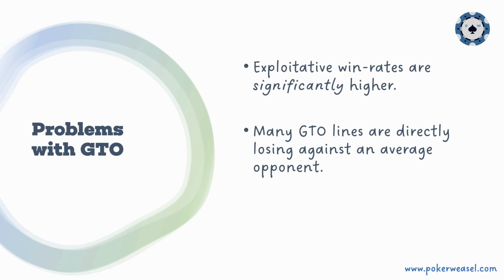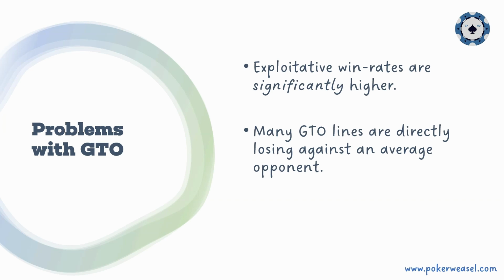When we actually look at GTO strategy, we see that many lines that a game theory optimal approach would take are directly losing against an average opponent. Very simple example, imagine a river situation where GTO is making a bet, and GTO has to make sure that in that betting range there are both value hands and bluffs in order for the strategy to be balanced, so it can't be exploited or countered. But what if our opponent just never folds in that specific river situation? All of the bluffs are going to be directly losing against that opponent.